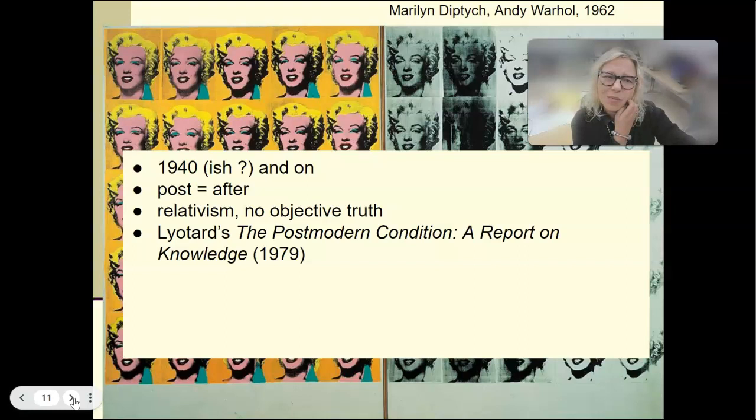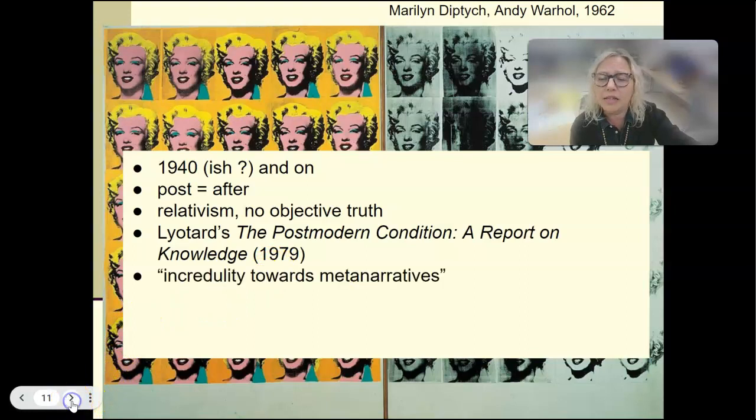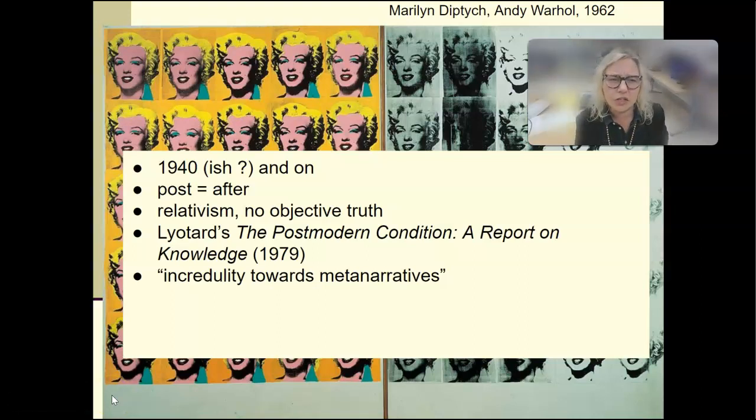The famous piece that really explains postmodernism is Francois Lyotard's The Postmodern Condition: A Report on Knowledge from 1979, published in Quebec, Canada. And in it, he says that postmodernists have an incredulity toward meta-narratives. Incredulity, meaning they don't believe it. They don't think it's credible. Meta-narratives, meaning big stories. What are some of these big stories?